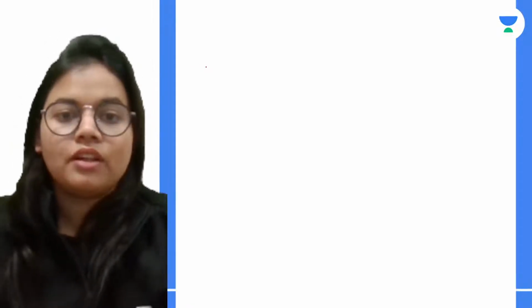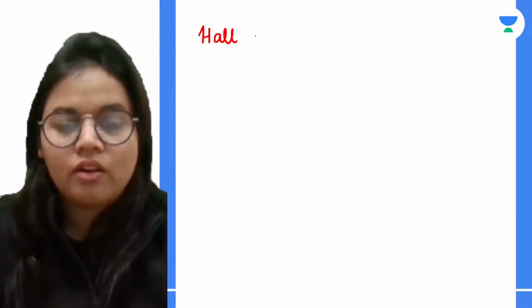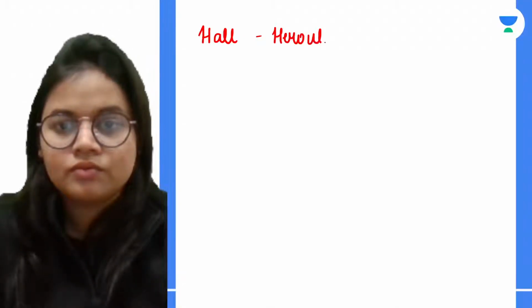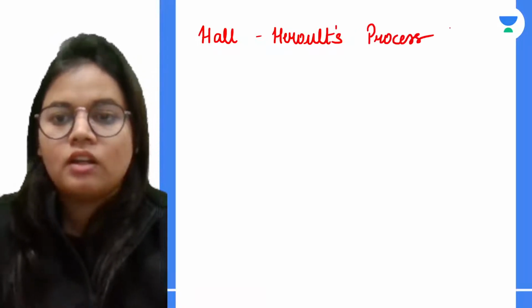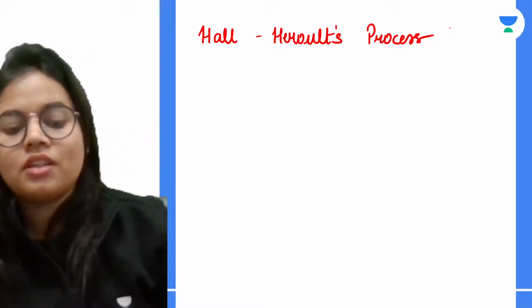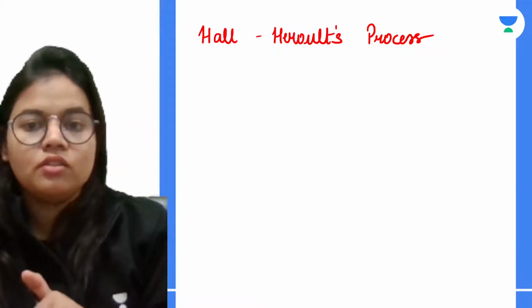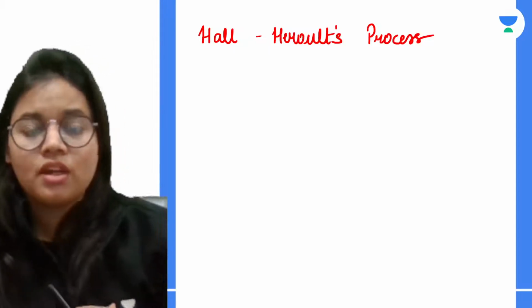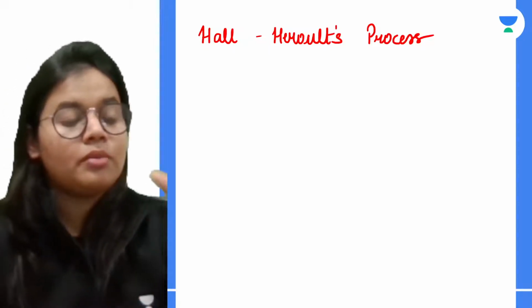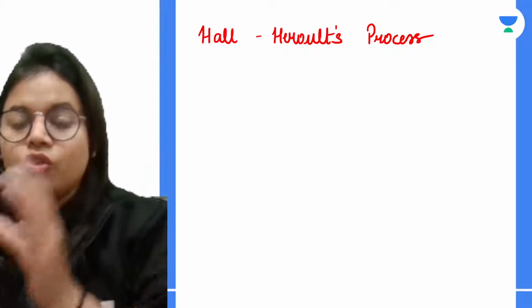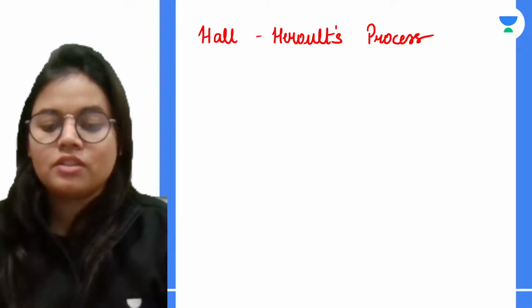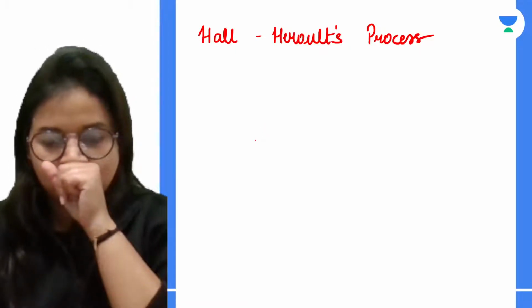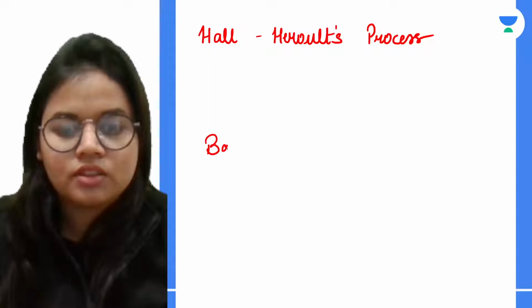There are two main processes that we are going to study in your course right now: Hall-Heroult's process. The problem is, in your examination you can get the question in different forms. And if we do not know what a particular process is used for, we can get confused and hence write wrong answers. So one process is Hall-Heroult's and second is Bayer's process.